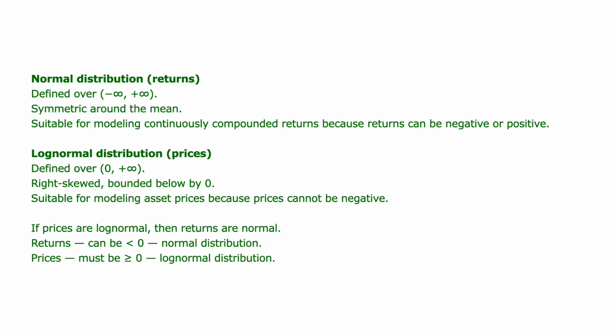Domain and asset modeling. The alignment here is based on the mathematical bounds of each distribution. Normal distribution: it is defined over negative infinity to positive infinity, making it a good approximation for returns because returns can be negative. Log-normal distribution: it is defined over 0 to positive infinity, making it the appropriate model for prices because asset prices are bounded below by 0 and cannot be negative.